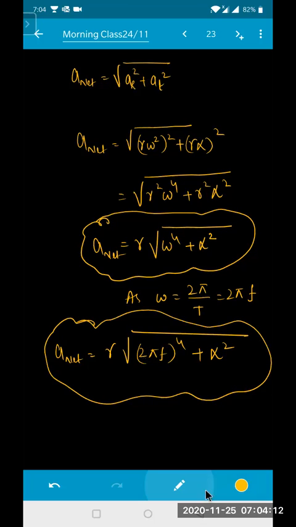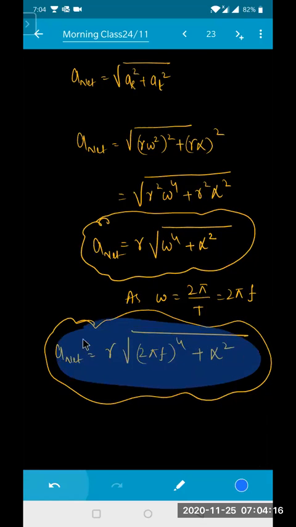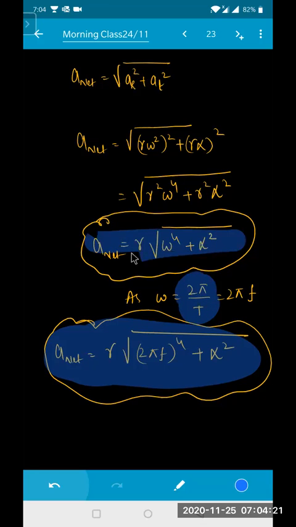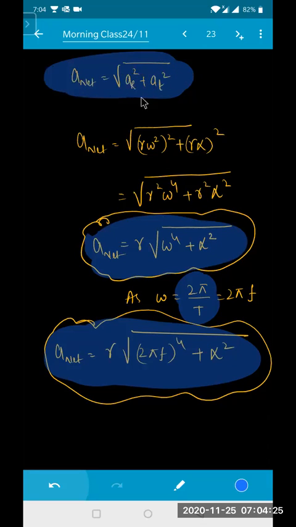So these are the different forms in which you can write the value of A net. When frequency is given, write this one; when time period is given, write that one. Net acceleration for the non-uniform circular motion is given by the formula A net is equal to under root of AT square plus AR square. Clear?